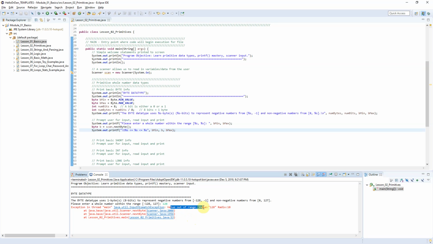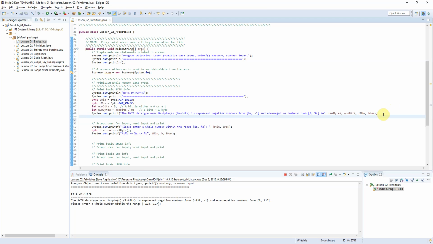You see here it gives us some pretty good information. It says value out of range, value 128, radix 10, which is really just getting at base 10. If I give it some huge number, it gives me the same error. If I give it negative 129, same error, because it's out of range. That shows you the range of these numbers is exactly like we're showing here, from negative 128 to positive 127.